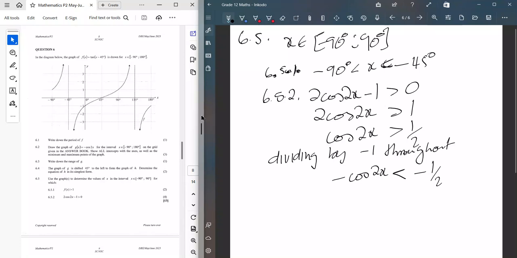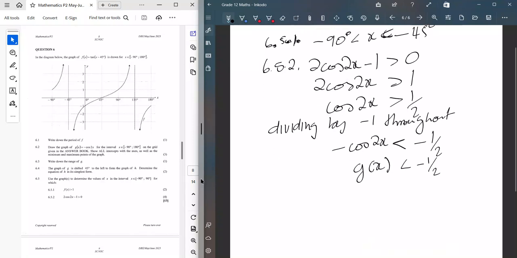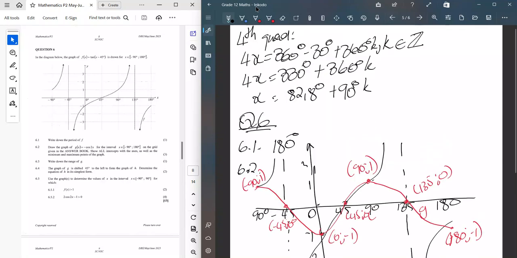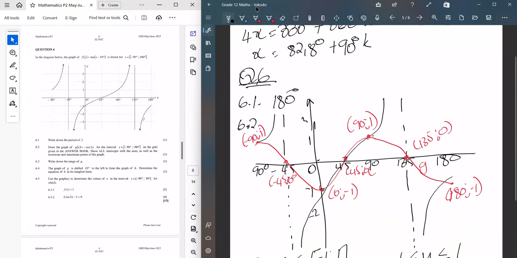What does this tell you? This is your g of x. So now this means g of x is less than half. Okay, if you guys recall, g of x is less than half. Let me go to the previous page perhaps. Half must be 60 degrees, right? Normally. But for this particular one, it is 30 degrees.